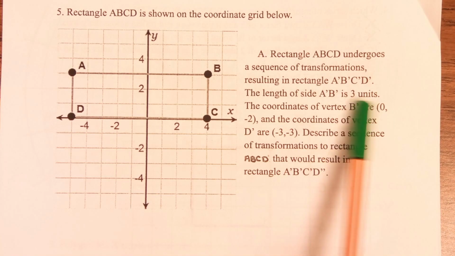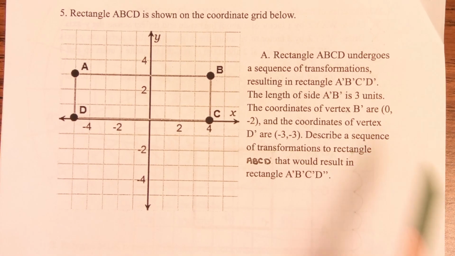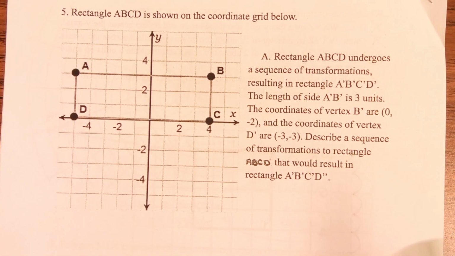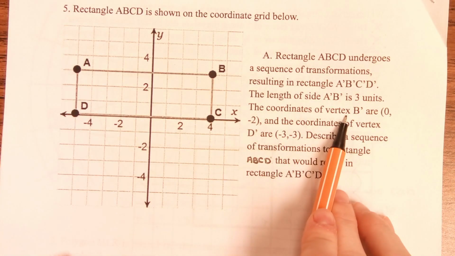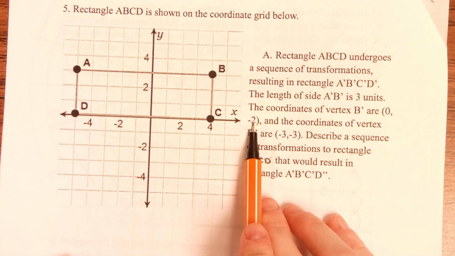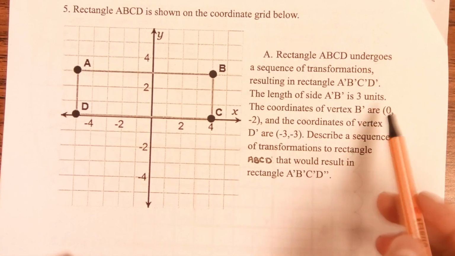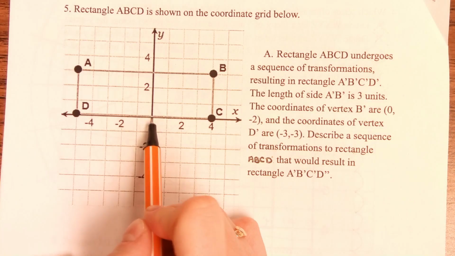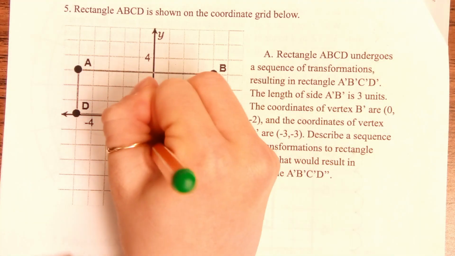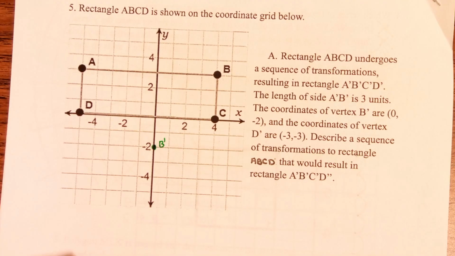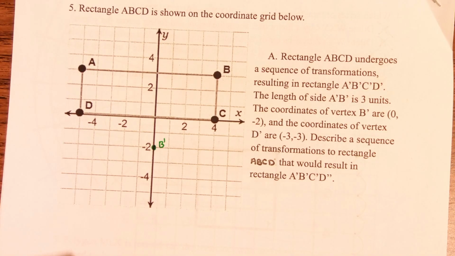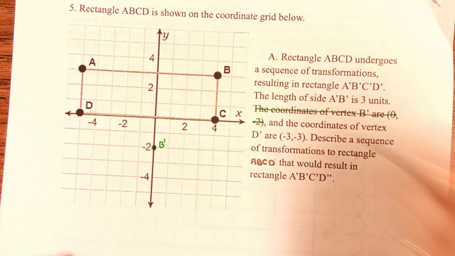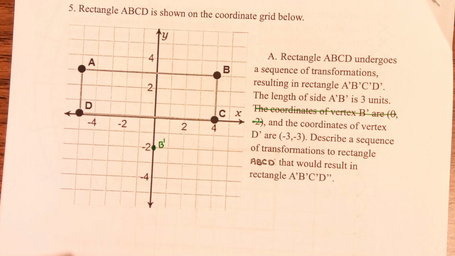Oh, well, if they give us B' right now, let's just mark that. So (0, -2). This is B'. All right, they give us a coordinate for that. Let's just make it, so we can cross that off. The coordinates of vertex B', boom, done with that. The coordinates of vertex D' are (-3, -3). All right, cool. So if they find that, let's go over -3 down to -3. This is D'. Cool, we just did that one. Let's cross it off.